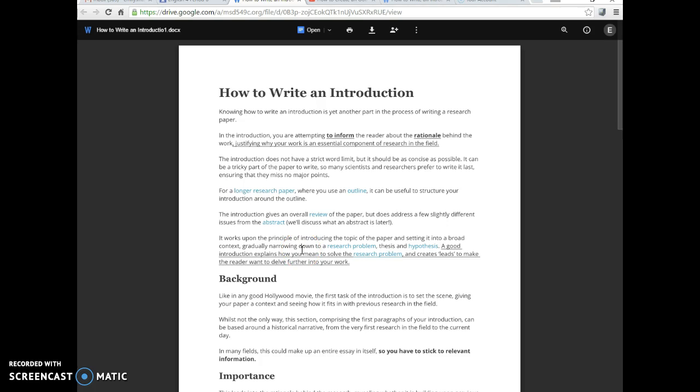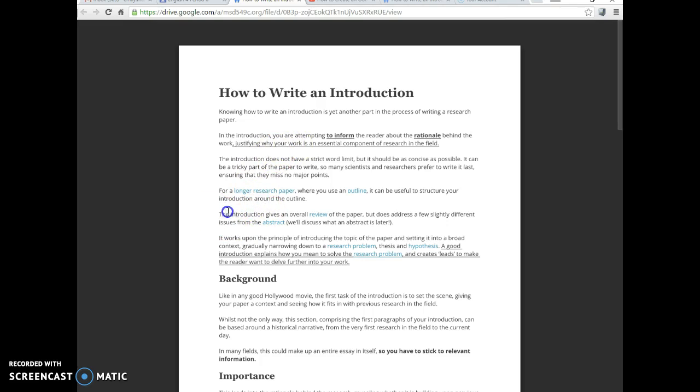So for 5 minutes, I just had you read through it, and obviously the underlined parts are really important, so you can read that on your own. But it basically just walks through what you need to include and what you should be looking at your introduction as. So this says, if you're in the introduction, you're attempting to inform the reader about the rationale behind the work, justifying why your work is an essential component of research in the field.